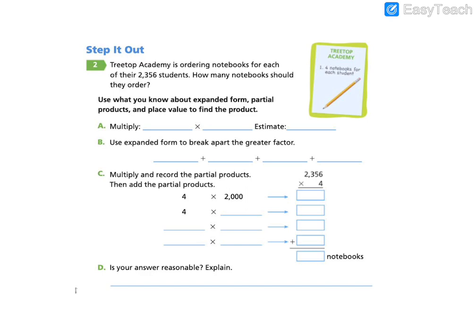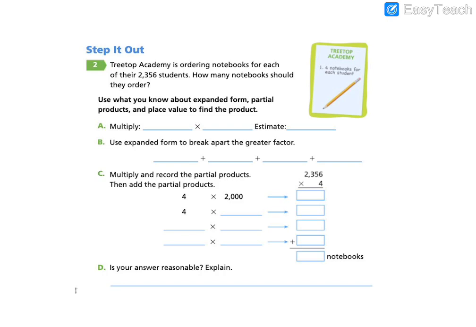Okay, let's look at problem number 2. Treetop Academy is ordering notebooks for each of their 2,356 students. How many notebooks should they order? We need to look over to the side. It's going to tell us the information. They're getting 4 notebooks for each student. So what do we know about expanded form partial products? Use what we know about expanded form partial products and place value to find the product.